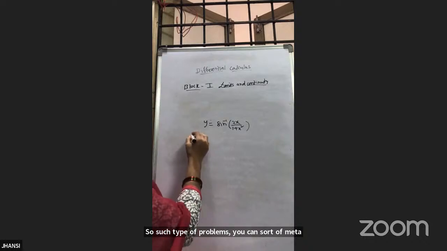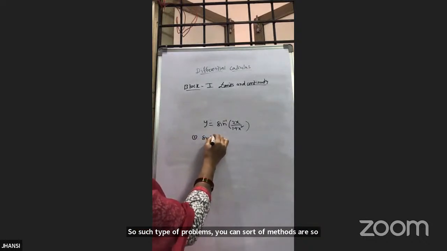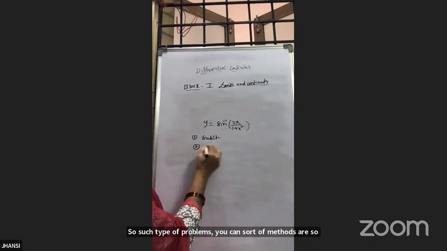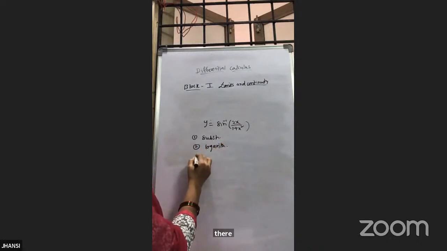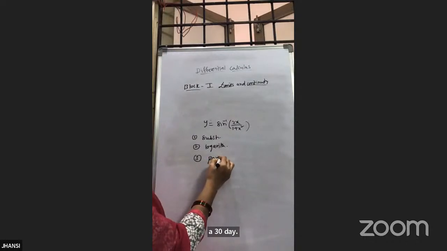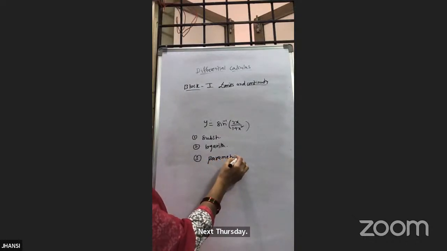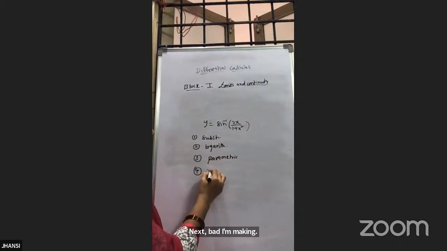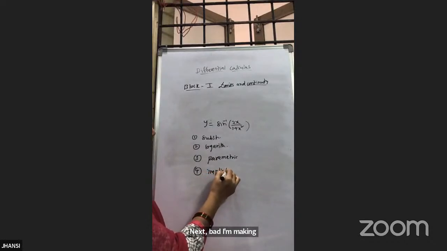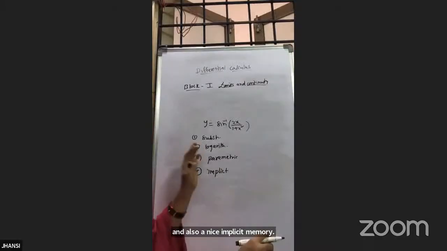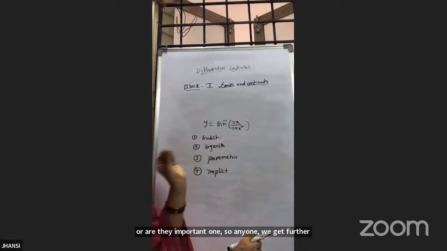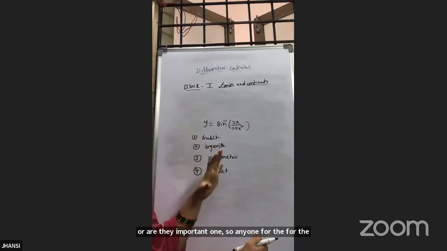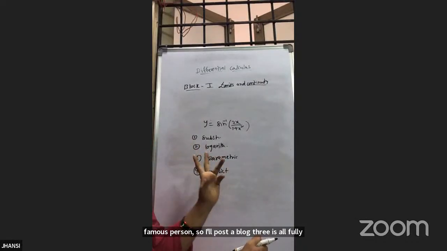So the first method is the substitution method. Second is the logarithmic method. Next, third is parametric. And the fourth one is the implicit method, implicit differentiation. So these 4 are the important ones. Any one question will get a further 5 marks question. So almost block 3 is only 5 marks. 10 marks questions are from 1 and 2.